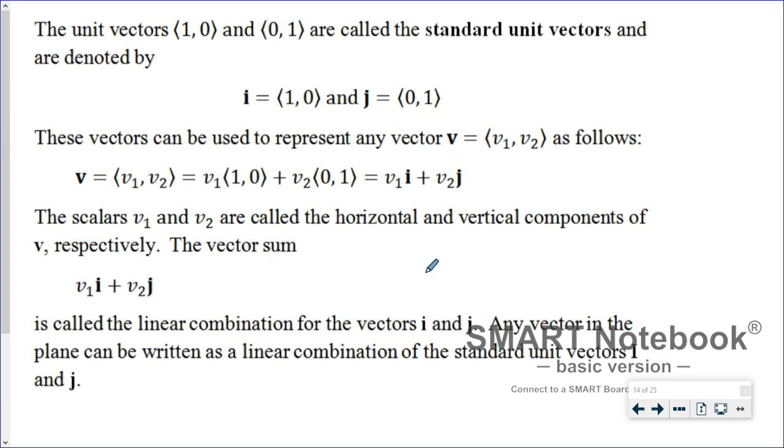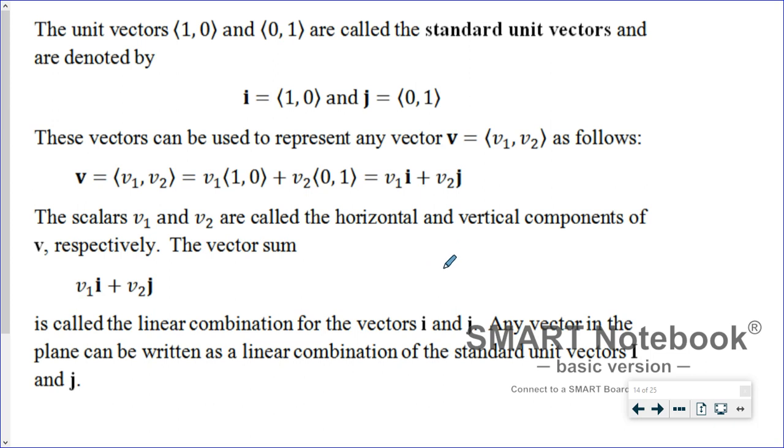These vectors can be used to represent any vector v equal to v1, v2, which is in component form, as follows. Essentially, you just take v1 and put an i after it, and take your v2 and put a j after it. Of course, those are added. If your v2 is negative, this would be a minus. The scalars v1 and v2 are called the horizontal and vertical components of v, respectively.